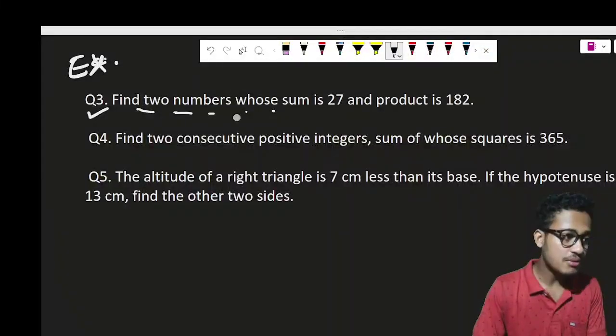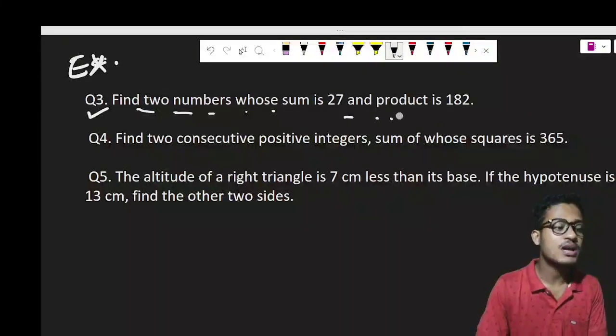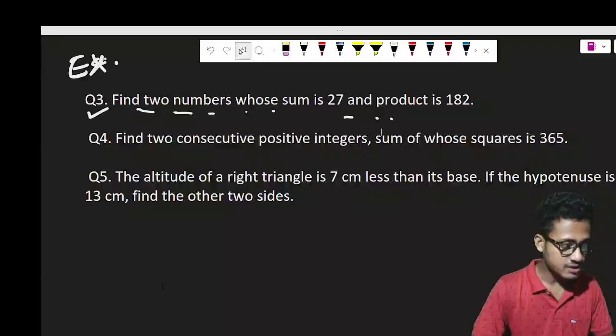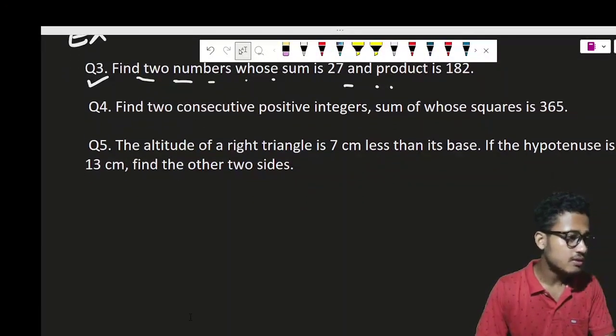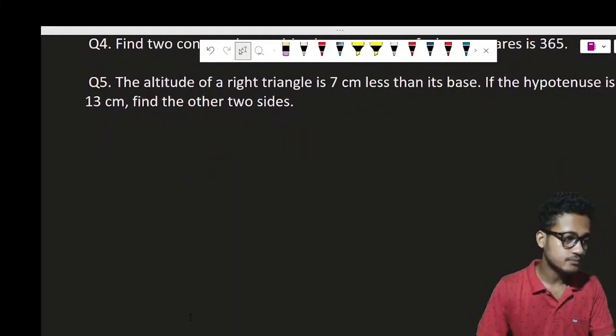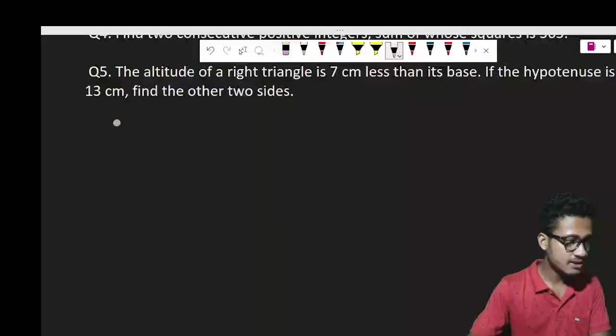Find two numbers whose sum is 27 and product is 182. Sum is 27, product is 182.